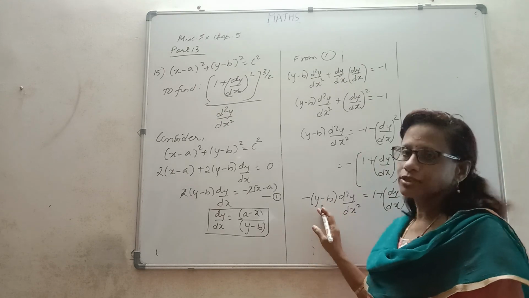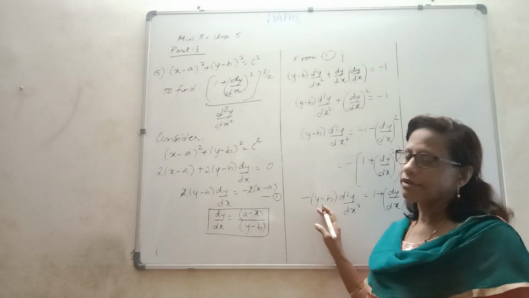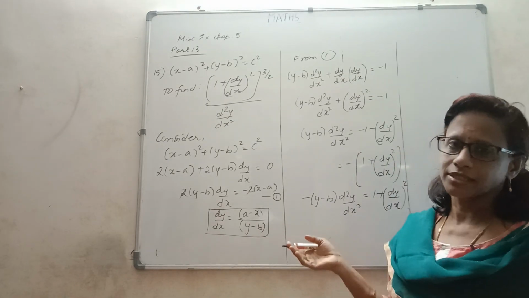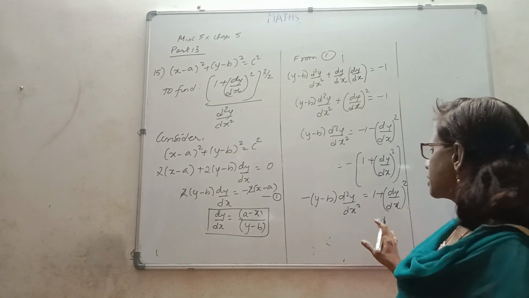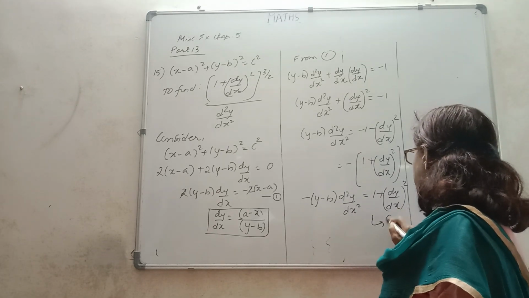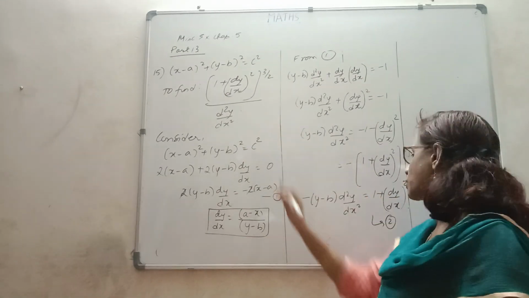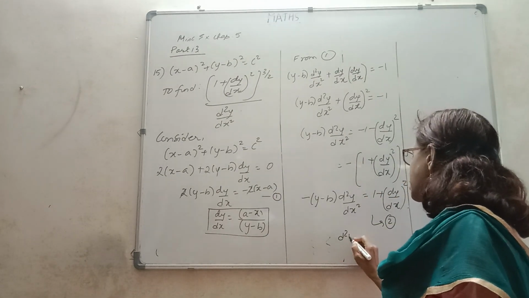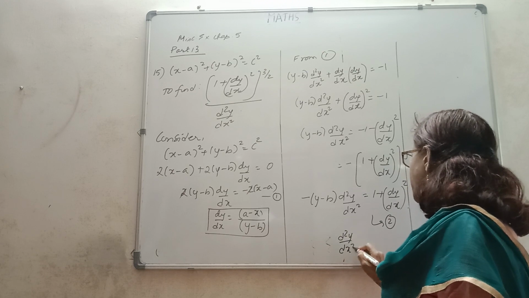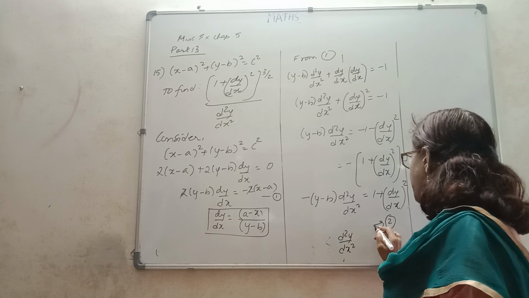Either that's obviously b minus y. You can have it as b minus y, or you can keep it as it is. It's the same. So this expression, we'll just call it equation 2, and this we can use for our further calculations. We have to find this out. So it is clear to us that d squared y by dx squared, probably this can be your equation 2.